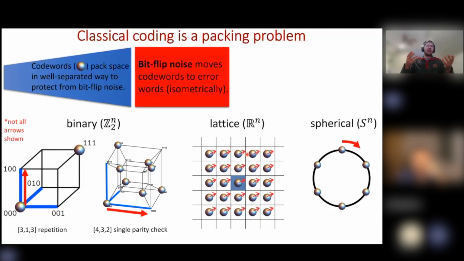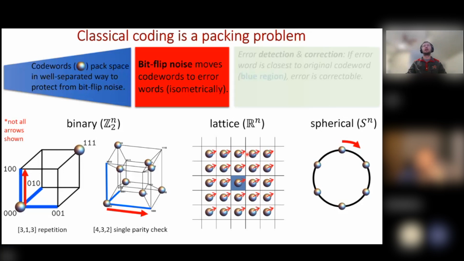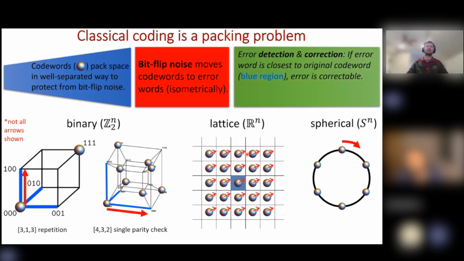Noise, like I said, acts by shifting you around in this space. On the Hamming cube, it just moves you to neighboring vertices as determined by the geometry of the cube. On the lattice, it's some shift in the directions of the lattice. On the circle, it's a rotation. And so that's your bit flip noise. You assume it's local, meaning these moves are small in the metric defined by your space.